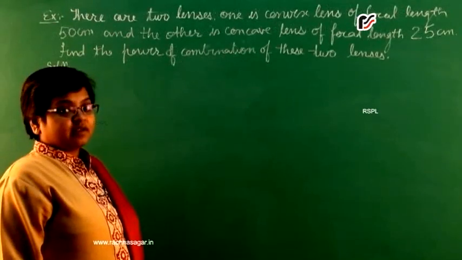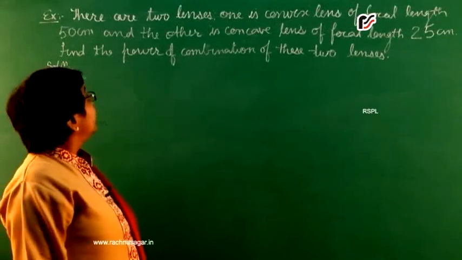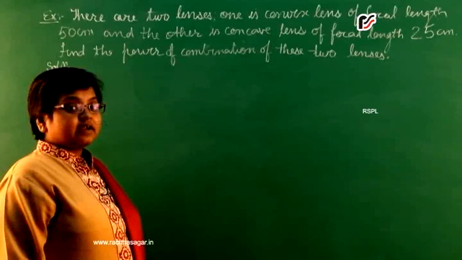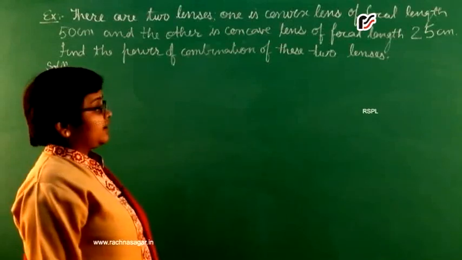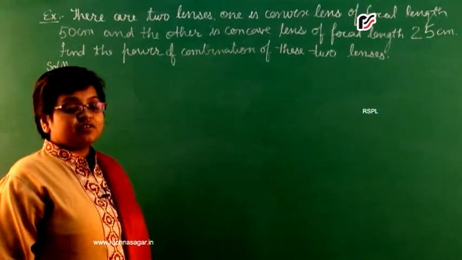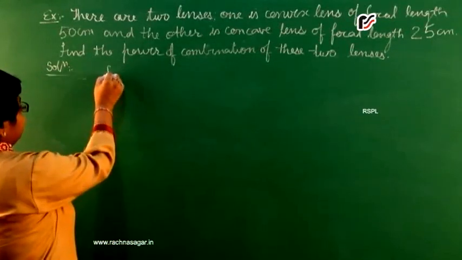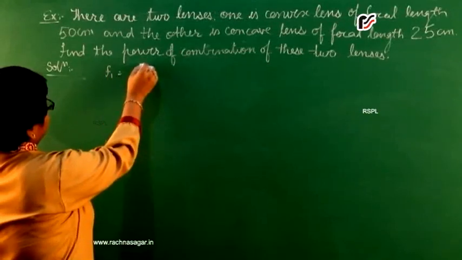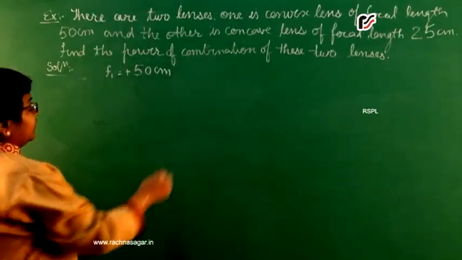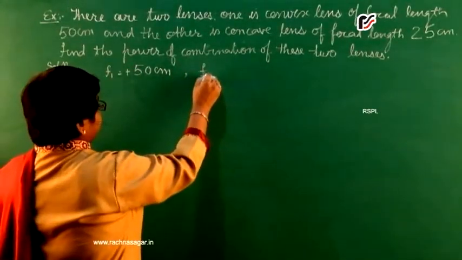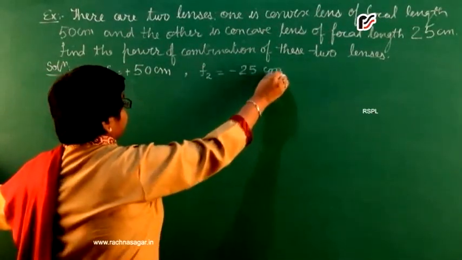Now we discuss one more numerical. There are two lenses. One is a convex lens of focal length 50 centimeter and the other is a concave lens of focal length 25 centimeter. We have to find out the power of the combination of these two lenses. Here, the first one is the convex lens of focal length 50 centimeter. Because it is a convex lens, the focal length is positive, and the other lens is concave, so its focal length is negative 25 centimeter.